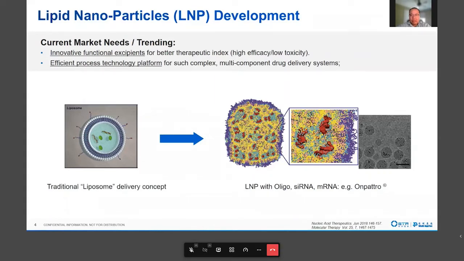To develop such a complex multi-component system, there are two key areas trending in the field. One is to develop innovative functional excipients for better therapeutic index, like high efficacy and low toxicity. The other aspect of the effort is to develop an efficient process to assemble such a multi-component system. So it is new materials and new processes that drive the innovation.